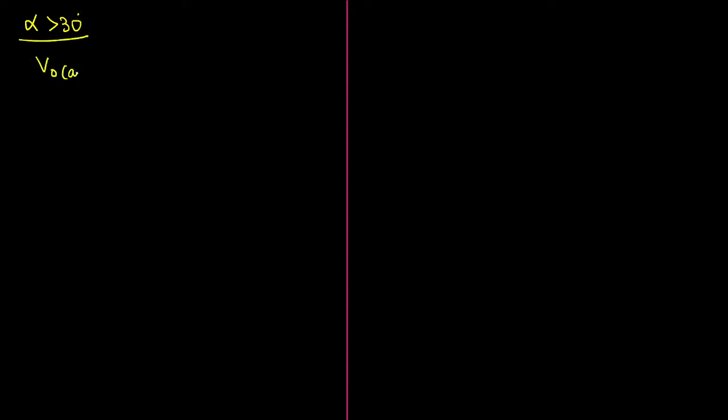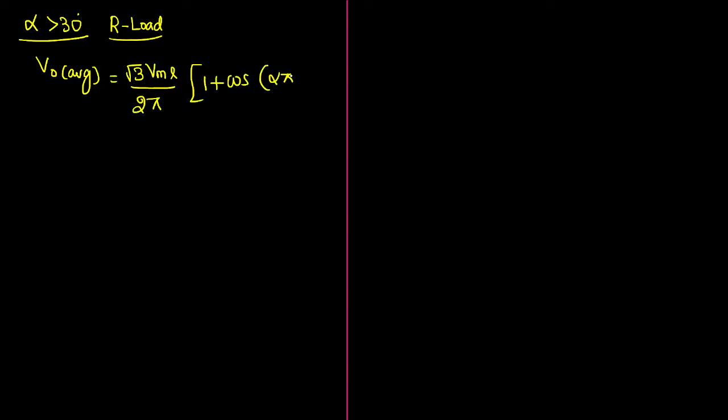Let me write. So V naught average formula for R load only. Specifically, I told you for RL load there is only one formula, which I have already written. For R load, when the value of alpha is greater than 30 degree, then it will become 3 times of root 3 times of maximum line voltage divided by 2 pi. In bracket, it can be written as 1 plus cosine of alpha plus pi by 6. This is the formula. So this is the V naught average formula for this 3-phase half-wave rectifier.